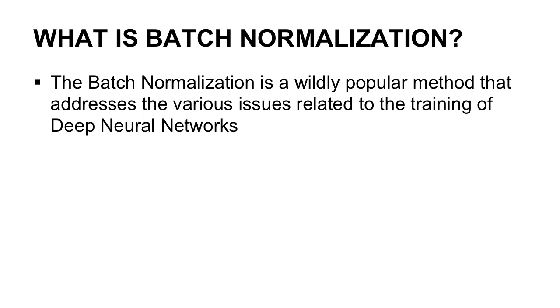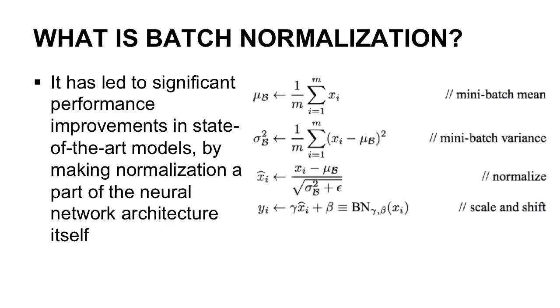Batch normalization is a widely popular method that addresses various issues related to training deep neural networks. It has led to significant performance improvements in state-of-the-art models by making normalization part of the neural network architecture itself. In the same way that we spend careful time pre-processing and normalizing our input data as we feed it into the neural net, what if we apply a similar normalization scheme at every single layer in our neural network? And that's exactly what batch normalization does.